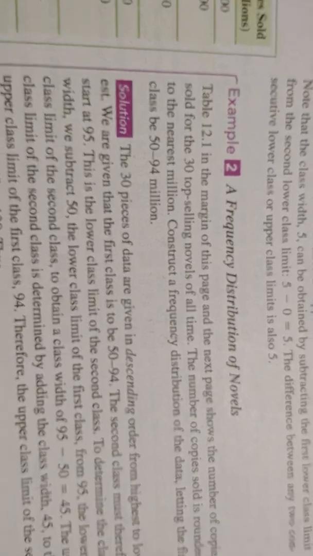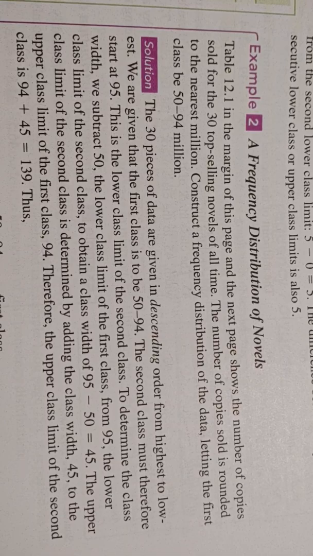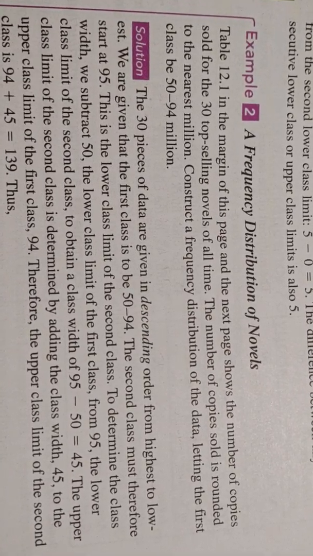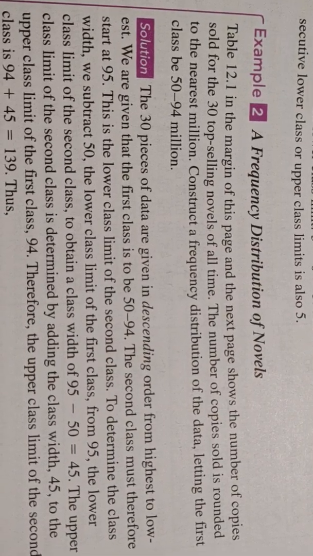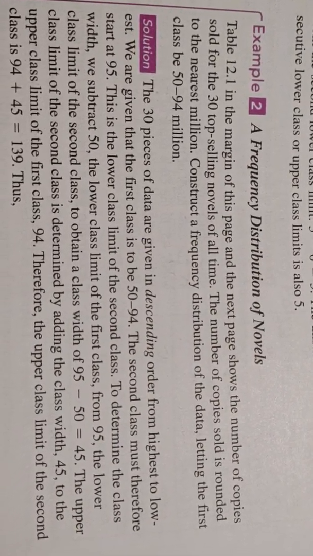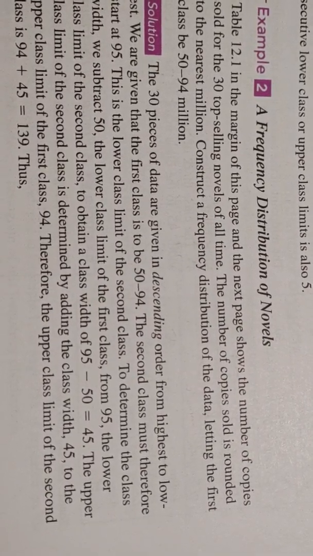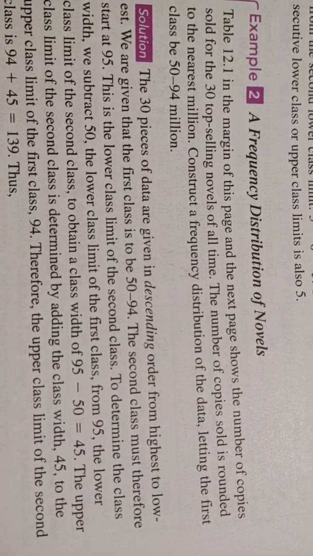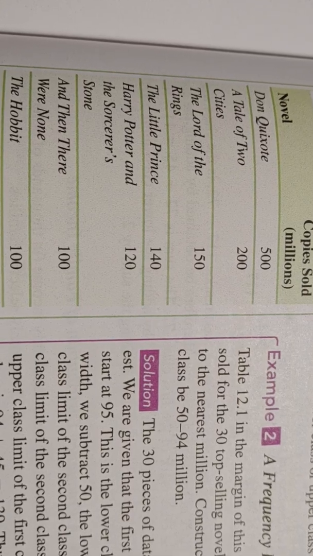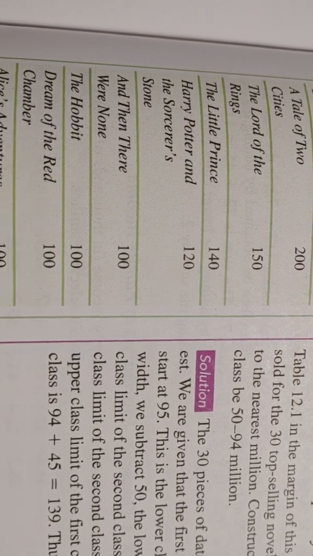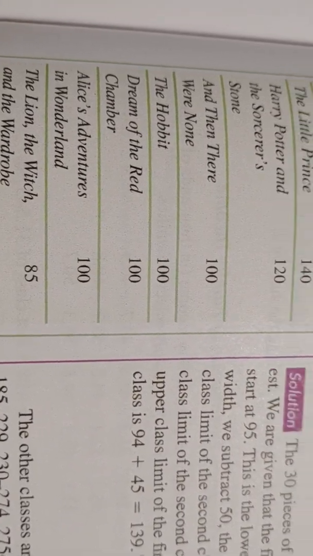All right. So a frequency distribution of novels. Here's example 2. This is table 12.1 in the margin of this page and the next page, and it shows the number of copies sold for the 30 top-selling novels of all time. The number of copies sold is rounded to the nearest million. Construct a frequency distribution of the data, letting the first class be 50 to 94 million. And here are some of the novels: Don Quixote, A Tale of Two Cities, Harry Potter, The Hobbit, so on and so forth.